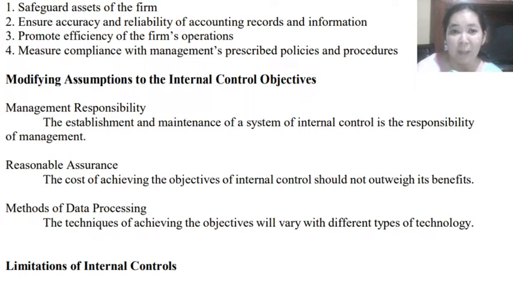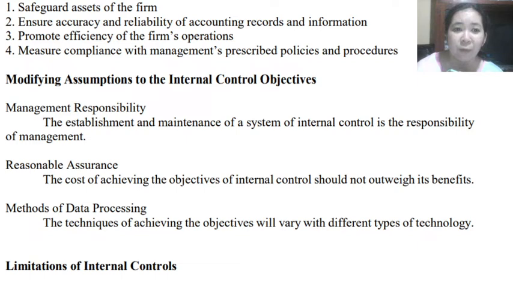Again, the main responsible party for establishing and maintaining the system of internal control is the management. Another is reasonable assurance, meaning the cost of achieving the objectives of internal control should not outweigh its benefit. So if there is cost in establishing and maintaining internal control, the management should make sure that the benefits they get out of having this internal control are greater than the cost they spent for having it.